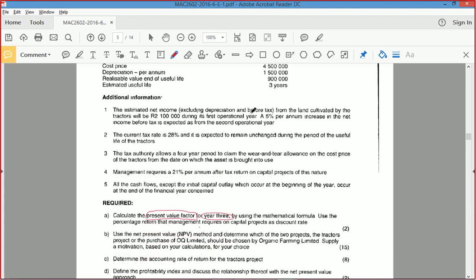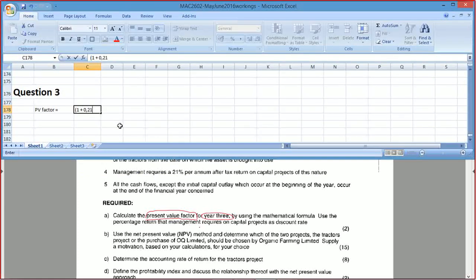Additional information: estimated net income, a 5% increase in the net income. That's not a rate. Current tax, fine. Tax authority, okay. Then there's the required return, 21%. So (1 + 0.21) to the power of minus 3 equals. This is how you get those present value factors. So (1.21) to the power of minus 3 equals 0.56447393001. That's what you get. Do you see that? Yes, sir.